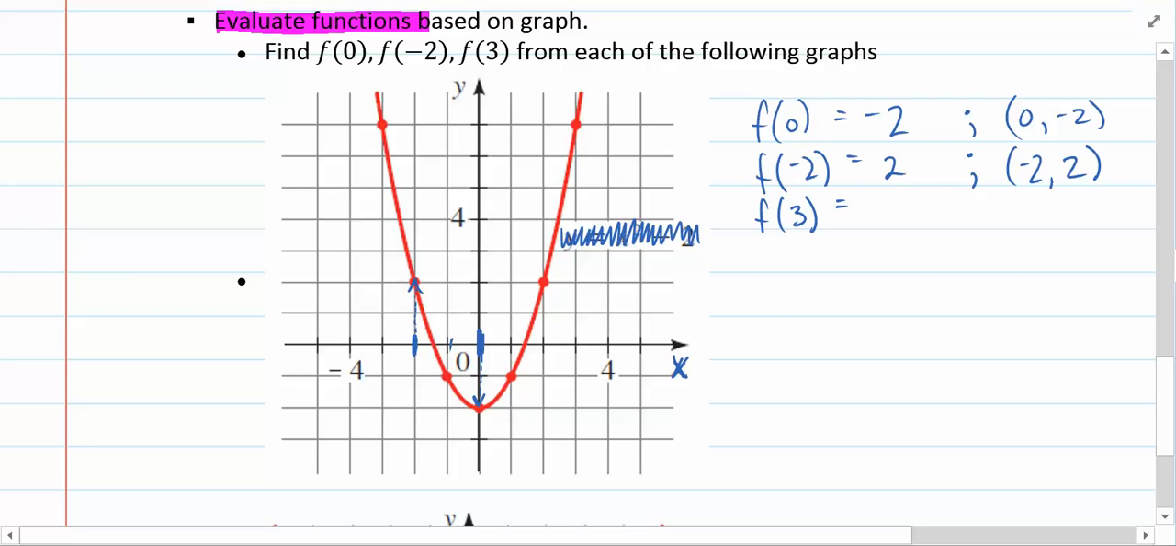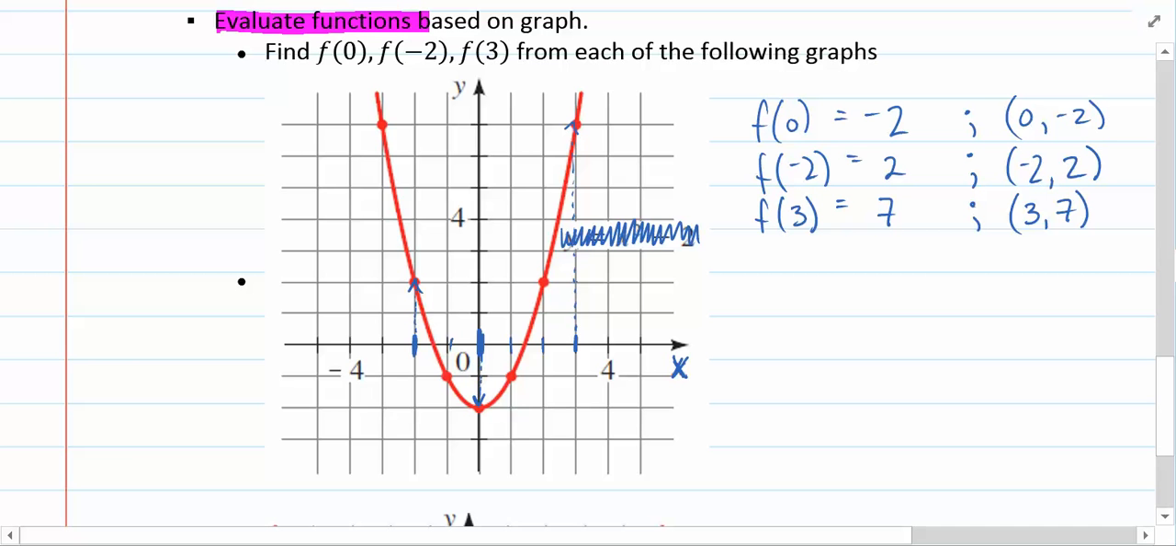For f of 3, I need to travel to the right 3 units from the origin, and then look upward to connect with the graph. That brings me to this point. This point occurs at 1, 2, 3, 4, 5, 6, 7 units in the air. When f of 3 is equal to 7, we produce the coordinate 3, 7.